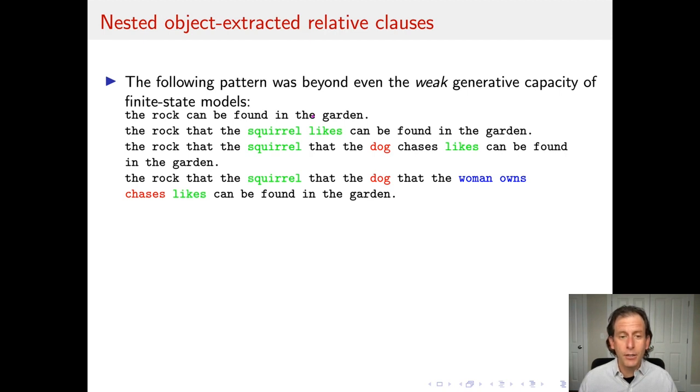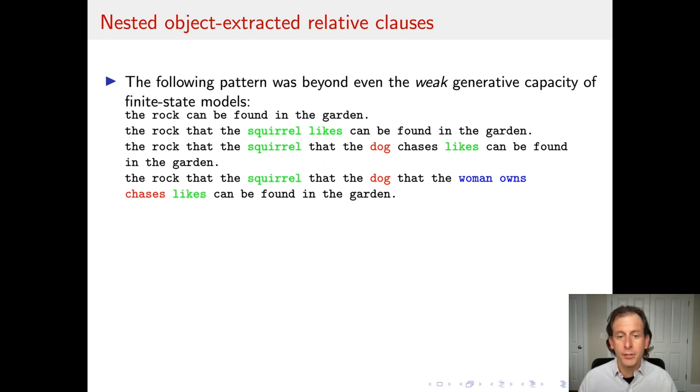They start to get more difficult when we do this time and time again. So I can take once again the word squirrel. Any noun can have a relative clause modifying it. So the squirrel that the dog chases is a relative clause modifying the squirrel, and that's fine. It starts to get difficult to understand in context, but once again, this is a sequence that's justified by the grammatical rule of object extracted relative clause formation. So we have the rock that the squirrel that the dog chases likes can be found in the garden, and we can do this again and again.